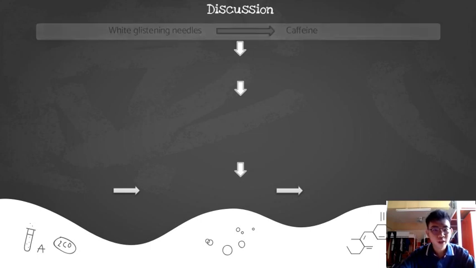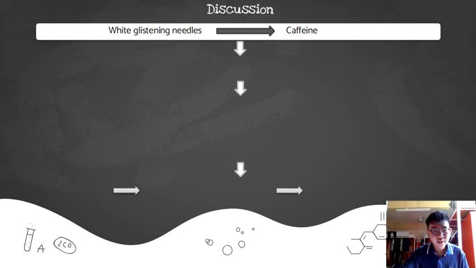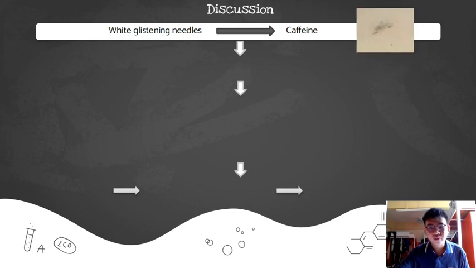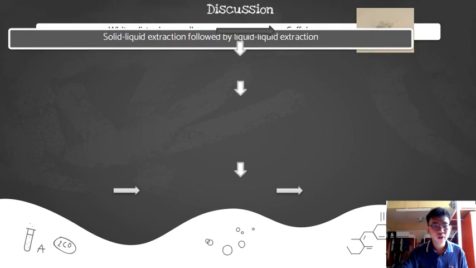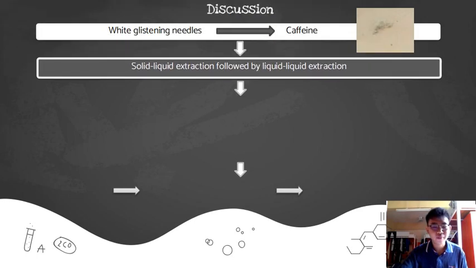First of all, we obtained white glycerin needles at the end of our experiment, which proved to be caffeine based on the data obtained from the National Toxicology Program. This is the picture of the caffeine that we obtained at the end of our experiment. The method that we used to extract caffeine from tea is solid-liquid extraction followed by liquid-liquid extraction.